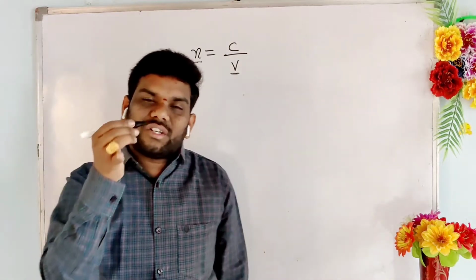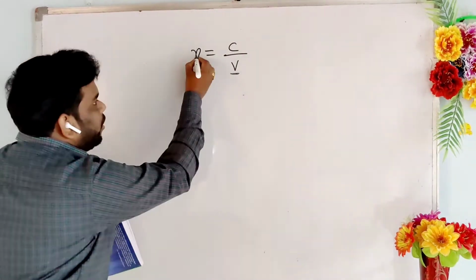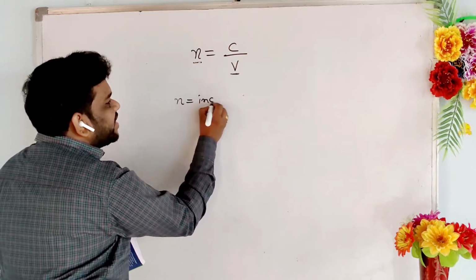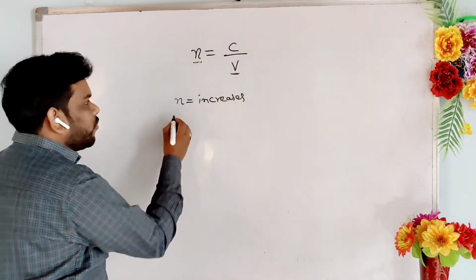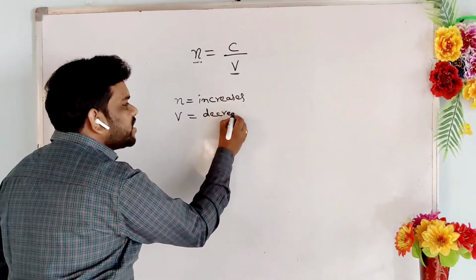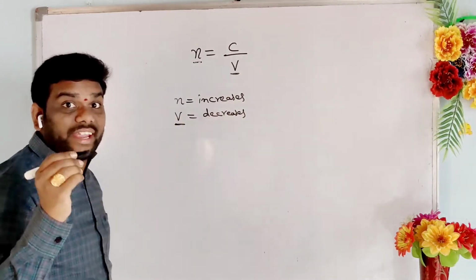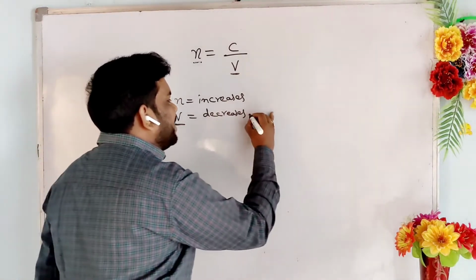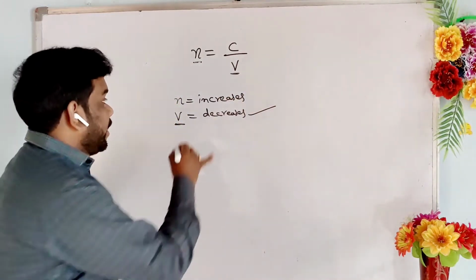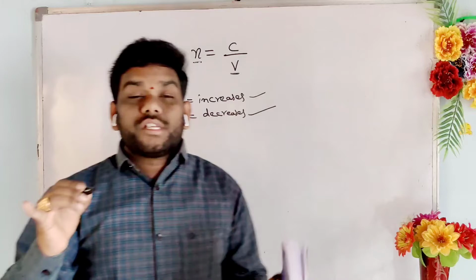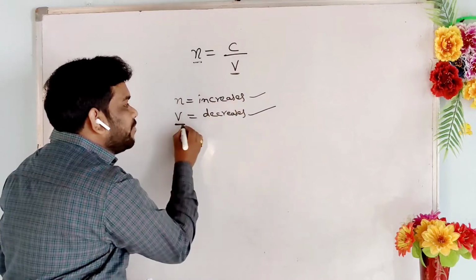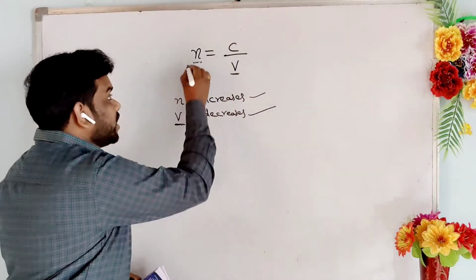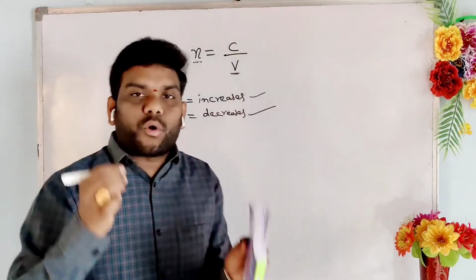Now N is equal to C by V means, for example, if N increases, meaning refractive index increases, then V decreases. What is V? Speed of light in medium. So if the speed of light in medium decreases, then refractive index increases. Refractive index is inversely proportional to the speed of light in medium.